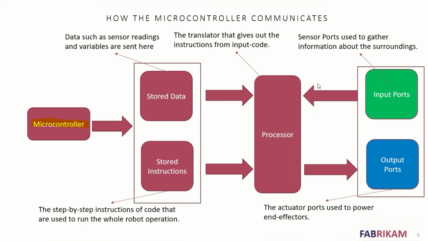So all this input from the input ports and the sensors goes through the processor, and then it goes back to the data. The data puts it through to the microcontroller, and the microcontroller puts it back through the stored instructions, and then the stored instructions give it all to the output ports, the actuators. So here's how it goes: input ports, processor, stored data, stored instructions, output ports.